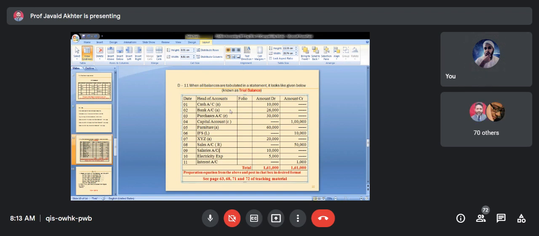Salaries account, expense. Rest of the salaries account, expense. What is this next account? Electricity account is also an expense. Yes, sir.